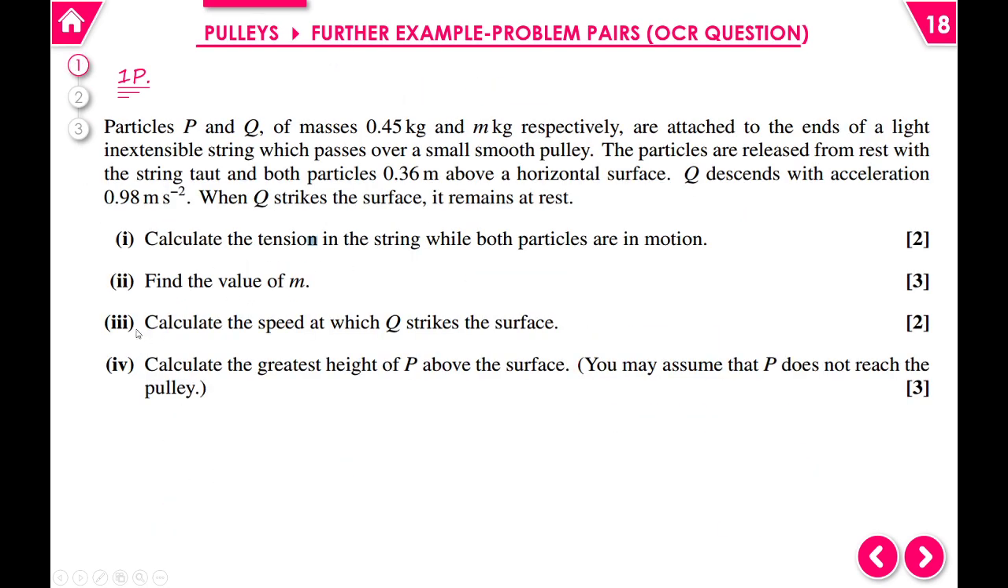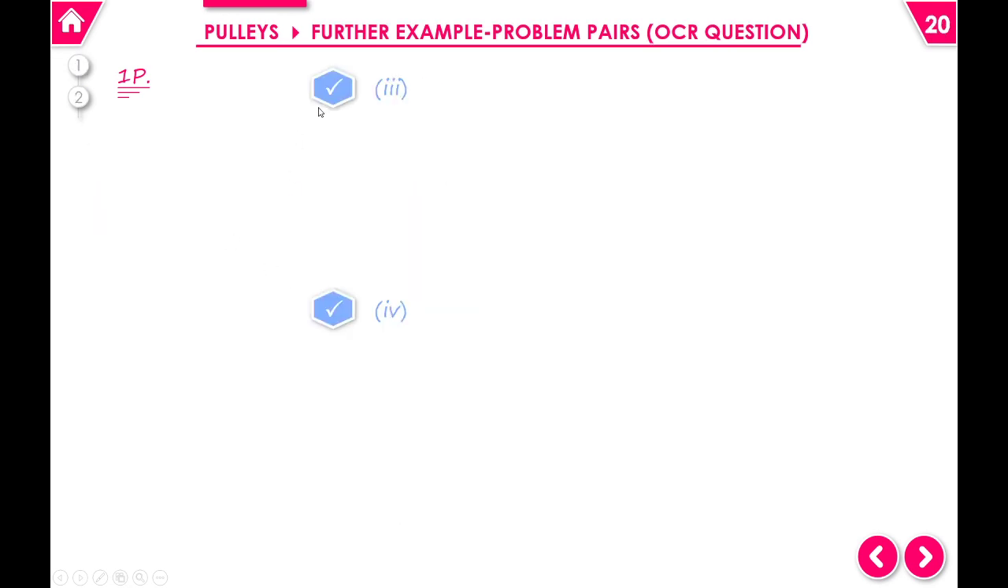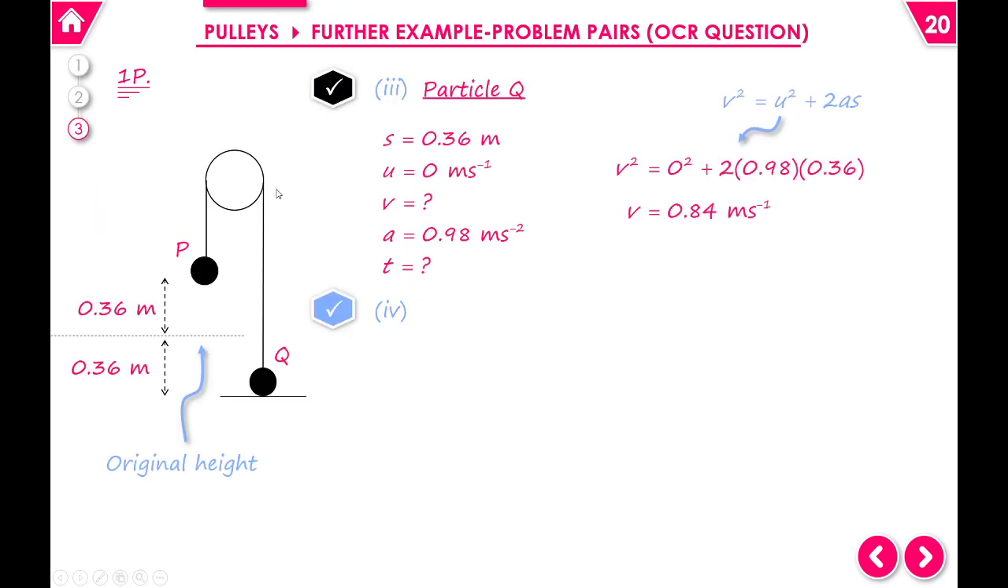Okay, part 3, calculate the speed when it strikes the surface. That was very similar to what we did before. It falls down by 0.36 meters, and so if we set the displacement to 0.36, starts at rest, acceleration, what we found earlier, you can use v squared equals u squared plus 2as, just like we did last time, and you get v equals 0.84.